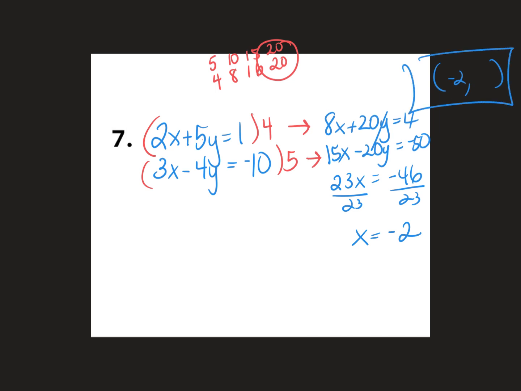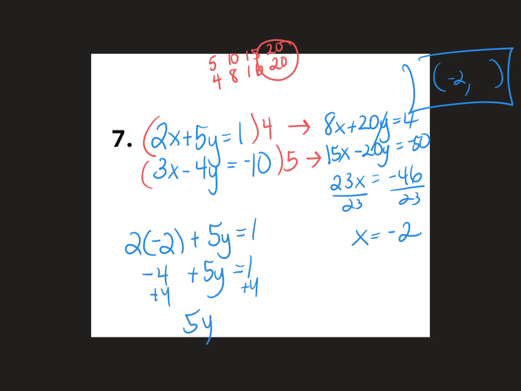Now I need to find y. I'm going to substitute negative 2 into the top equation. I just chose the top one because 2 is smaller than 3. So 2 times negative 2 plus 5y equals 1. Negative 4 plus 5y equals 1. Add 4 to both sides. 5y equals 5. Divide by 5, y equals positive 1. So the solution there is negative 2, positive 1.